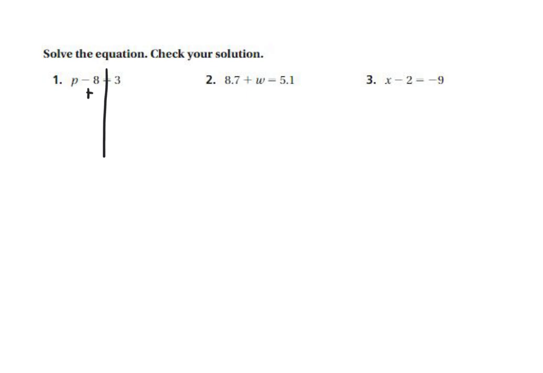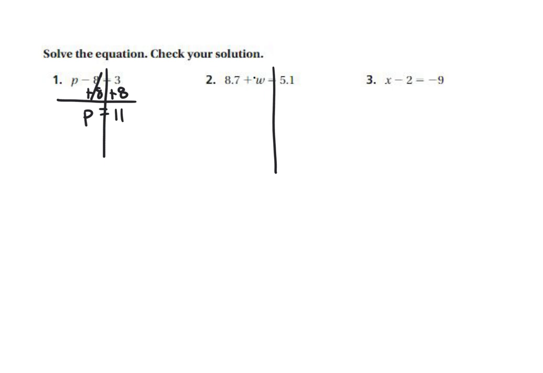So we're going to add 8 to both sides. On the left side, -8 and +8 are opposites, so they cancel, leaving you with p. And on the right side, 3 plus 8 is 11.